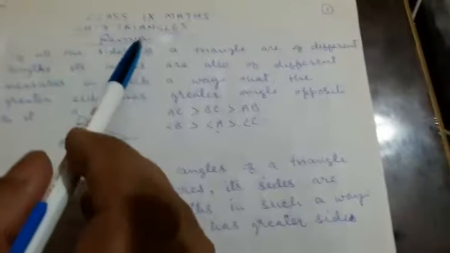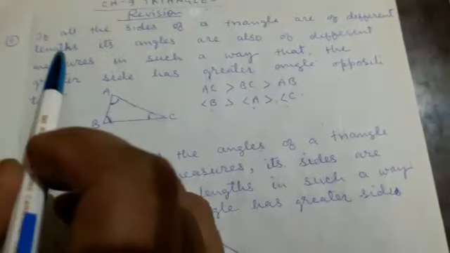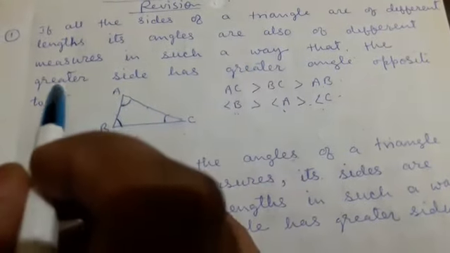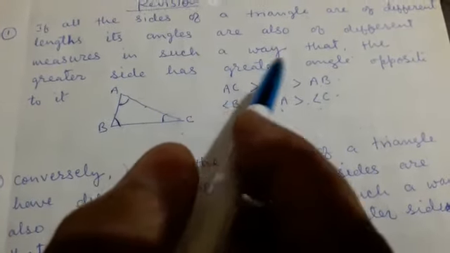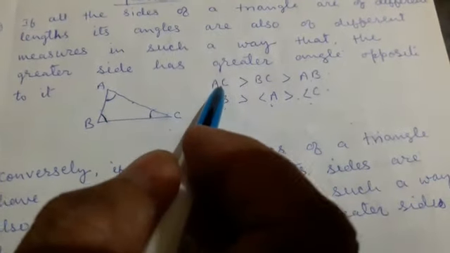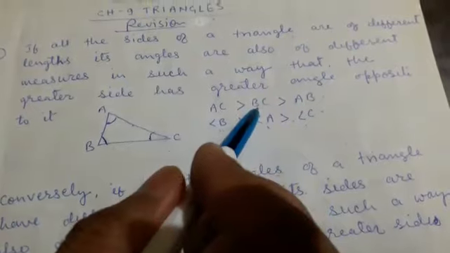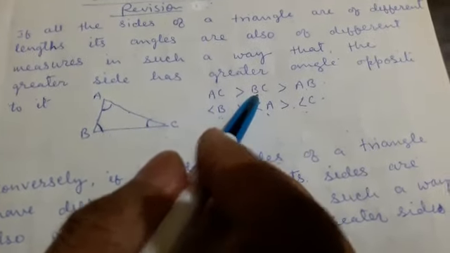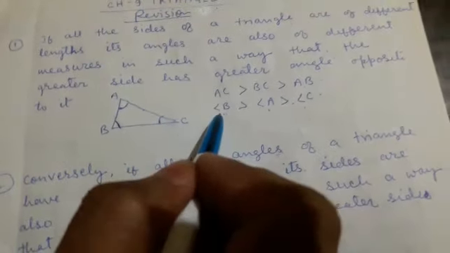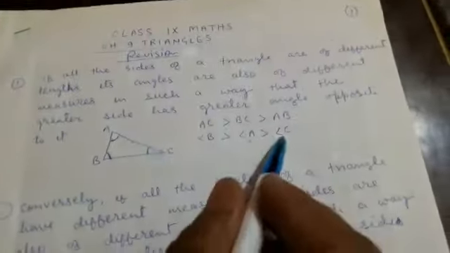First, if all the sides of a triangle are of different length, its angles are also of different measures in such a way that the greater side has greater angle opposite to it. Suppose triangle ABC is given here. It is also given that side AC is greater than side BC and side BC is greater than side AB. So angle opposite to side AC is angle B. Angle opposite to side BC is angle A. Angle opposite to side AB is angle C.